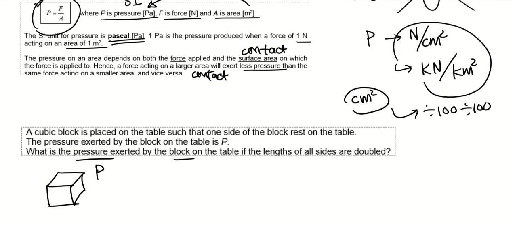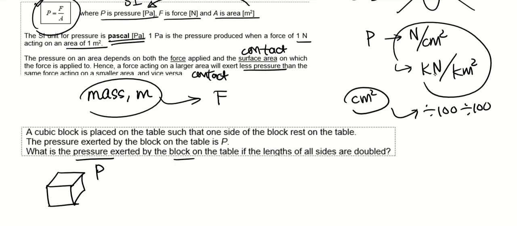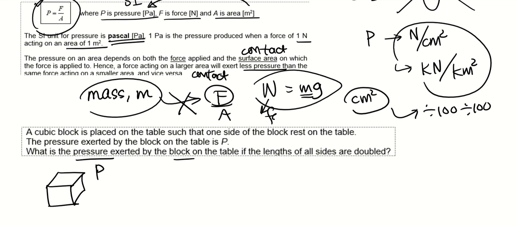Sorry, I forgot to say something over here. Sometimes the question gives you mass, and a lot of students like to put the mass as the force. They like to substitute it as force in this formula, force over area. This is incorrect because mass is not force. How do we convert mass to force? Most likely it will be in terms of its weight. So remember this formula, W equals mg. So always check that you are given force. If you are given mass, please convert it to a weight, and weight is actually a force.